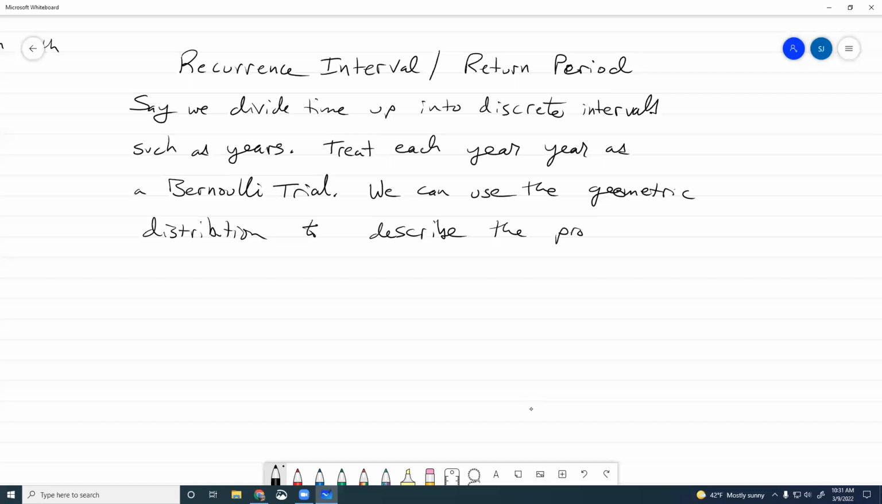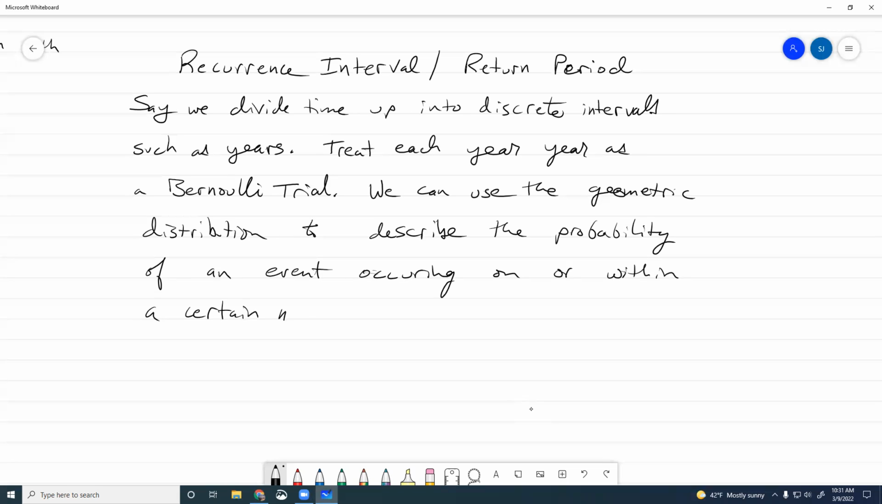To describe the probability of an event occurring on or within a certain number of years. Or days or minutes or seconds, right? You can define that time interval as anything you want it to be.